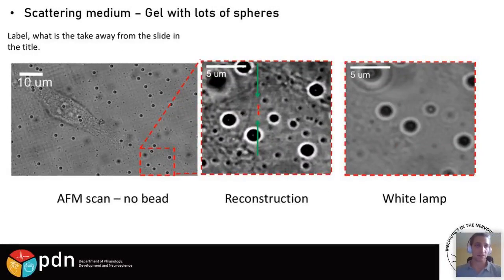And what about scattering media? Here I introduced a sample with a lot of spheres. They were just everywhere. And you could see this is, again, the human glioblastoma cell. Our reconstruction could show you fine structures inside the cell that you just cannot see because of the scatterers that are preventing you from really imaging them.